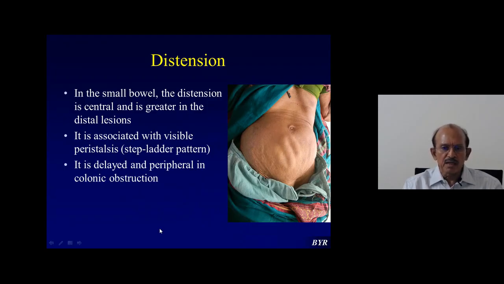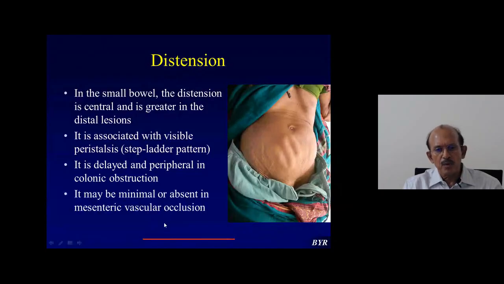In colonic obstruction, the distension is delayed and is peripheral. Centrally, the intestines will be collapsed. Small bowel is collapsed. The distal bowel, that is large intestine, is distended. So it will be peripheral distension. There may be minimal or absent distension in case of mesenteric vascular occlusion.